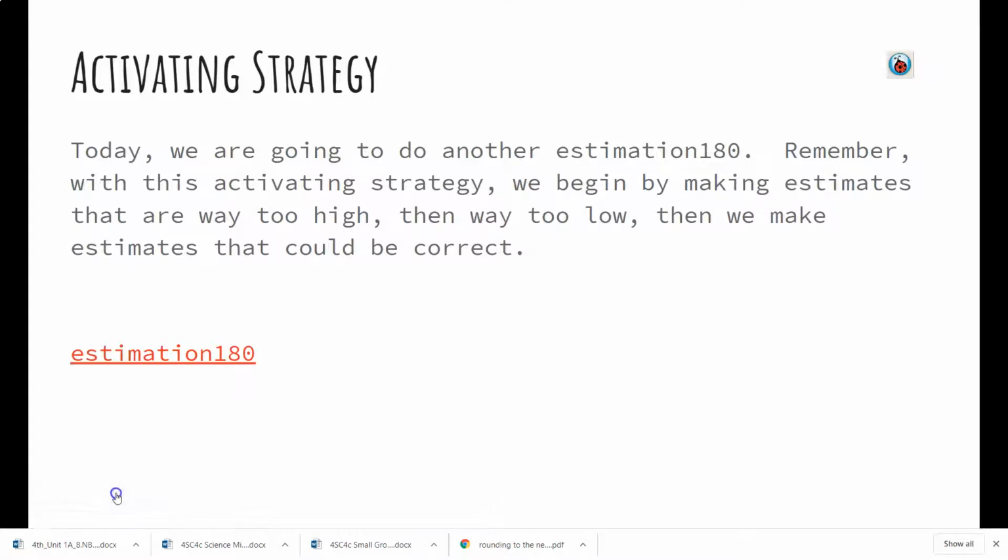So remember, when you do an estimation 180, you will start by making several estimates that are way too high to answer the problem, and then several other estimates that are way too low to answer the problem, and then some estimates that you think could be correct. Okay, so your teacher can pause the video and you guys can do the estimation 180 now, and then come back and join me when you are finished.